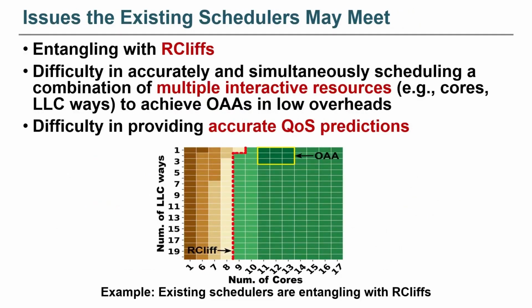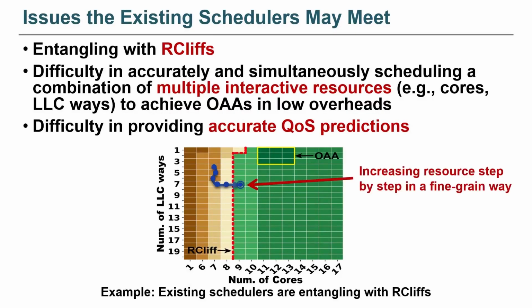In front of OAA and the RCliff, we find three main shortcomings in the existing schedulers. The first is that the existing schedulers are entangling with RCliffs. The figure below shows an example. If the current resource allocation for an LC service is in the yellow area in this figure, the scheduler has to try to achieve OAA. However, as the scheduler doesn't know the location of OAA, it has to increase the resource step by step in a fine-grained way. Thus, the entire scheduling process will incur very high response latency.